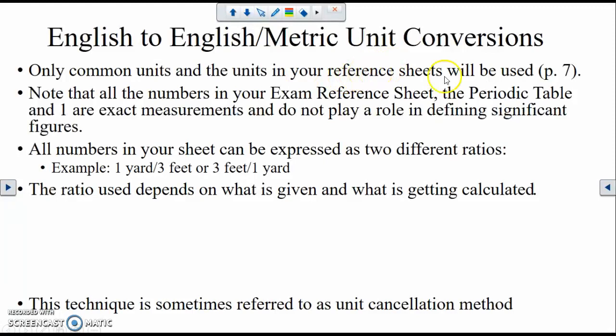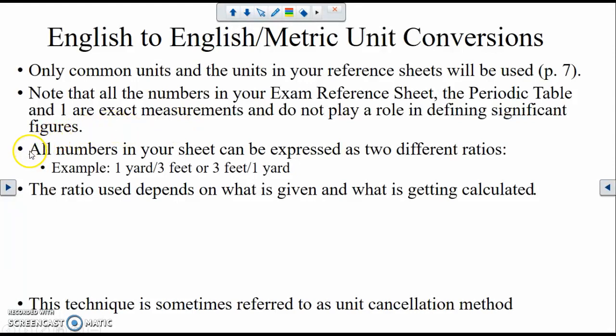And this is on page 7 of your exam reference sheet. I will not trick you by asking you a question that requires you to know units that are outside of those units. For significant figures, anytime we do math now, we have to consider significant figures. Note that all of the numbers in your exam reference sheet and the periodic table, and the number one, are exact measurements, and so they do not play a role in defining how many significant figures your answers actually need.